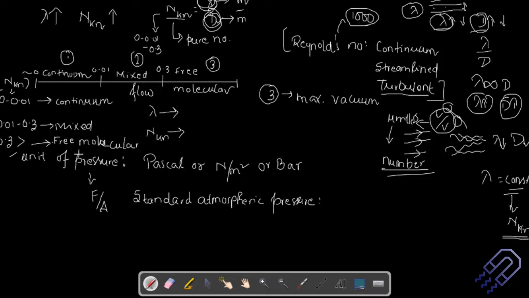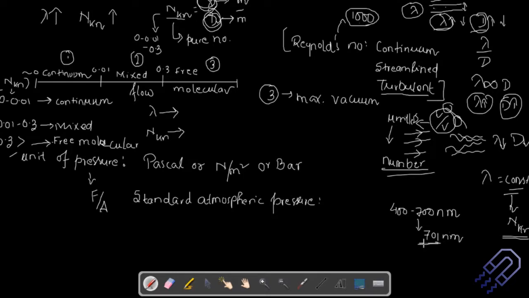So what usually happens is, does it mean that as soon as I go from 0.01 to, let's say, 0.02, it will suddenly convert to mixed flow? That is not true. It is something like the wavelength of light. Imagine you have the visible range of light from 400 to 700 nanometers. Does it mean that as soon as it goes to 701 it vanishes and I directly jump into the IR region?